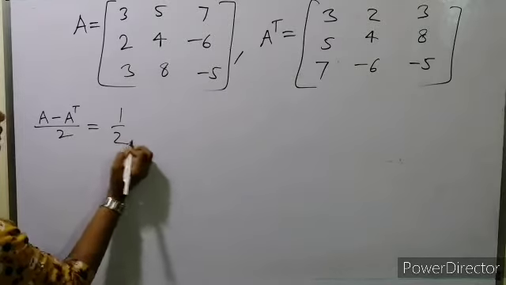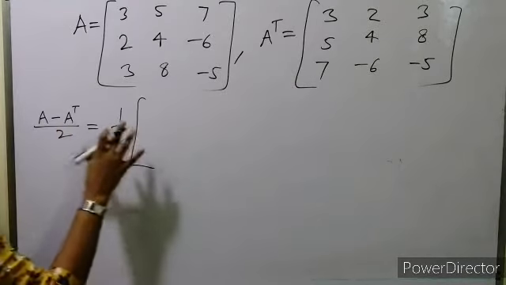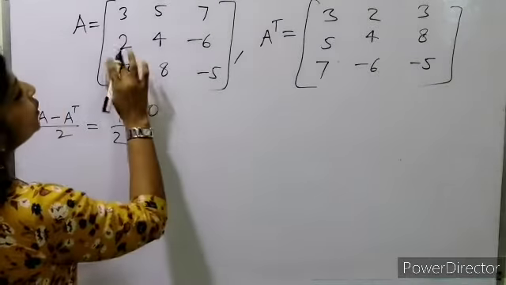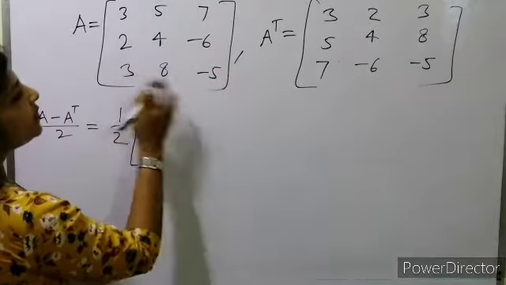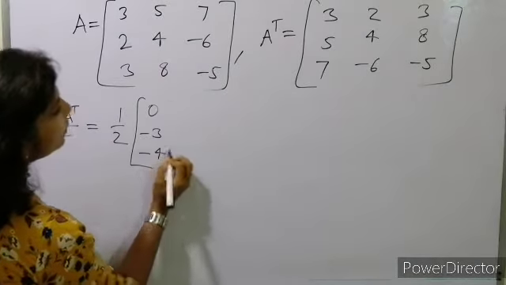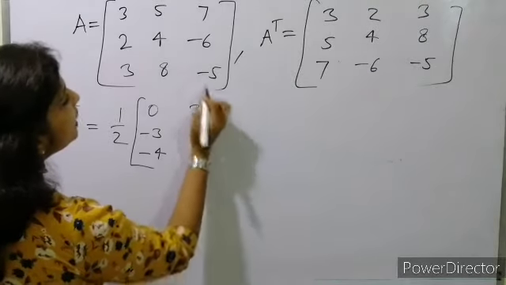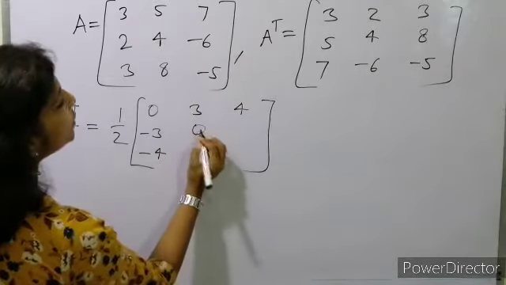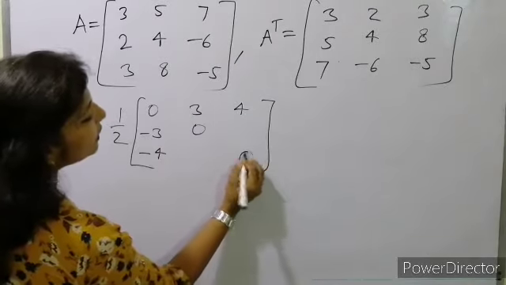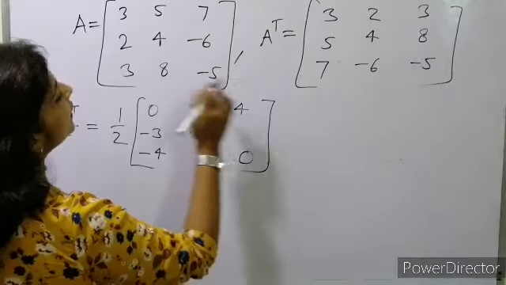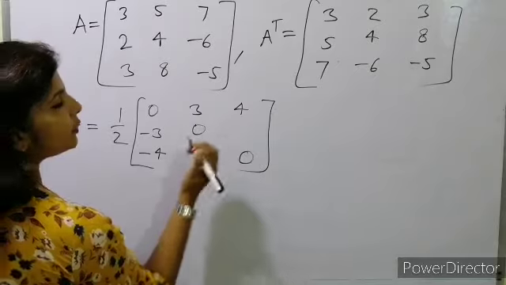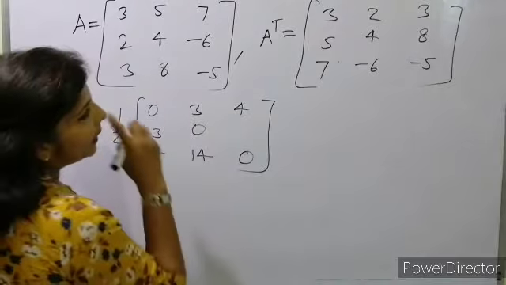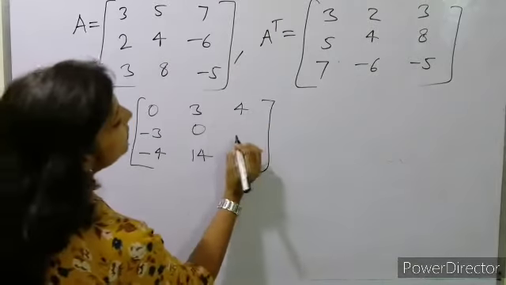Okay, so what we'll do? We'll divide this by 2 and we'll find the transpose. So A minus A transpose: 3 minus 3 will be 0, 2 minus 5 will be minus 3, 3 minus 7 will be minus 4. Now 5 minus 2 will be 3, 7 minus 3 will be 4, 4 minus 4 will be 0. Minus 5 minus 5 होगा 0. Minus 5 minus minus 5. Okay, 8 minus minus 6, so 8 plus 6 will be 14. And minus 6 minus minus 8, minus 6 minus 8 will be minus 14.